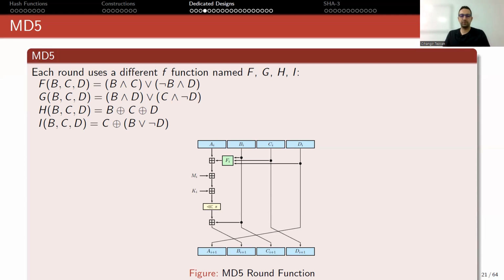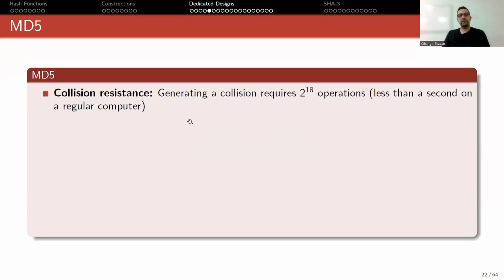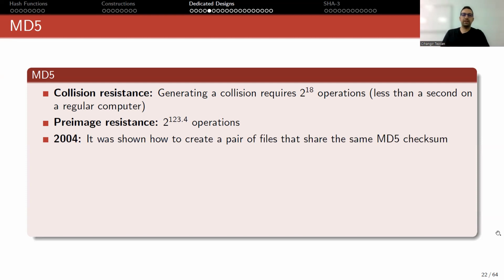Basic arithmetic and logical operations. So now collision resistance: again, we can break it, but not in microseconds, maybe in milliseconds, right? Because generating a collision requires around 2 to the 18 operations. This is less than a second on any regular computer. For pre-image resistance, there are still attacks better than exhaustive search. In 2004, it was shown how to create a pair of files that share the same MD5 checksum. So this is bad, right? Actually, you can break cloud services if they use MD5, because you would put two different files and they would think that it was the same.